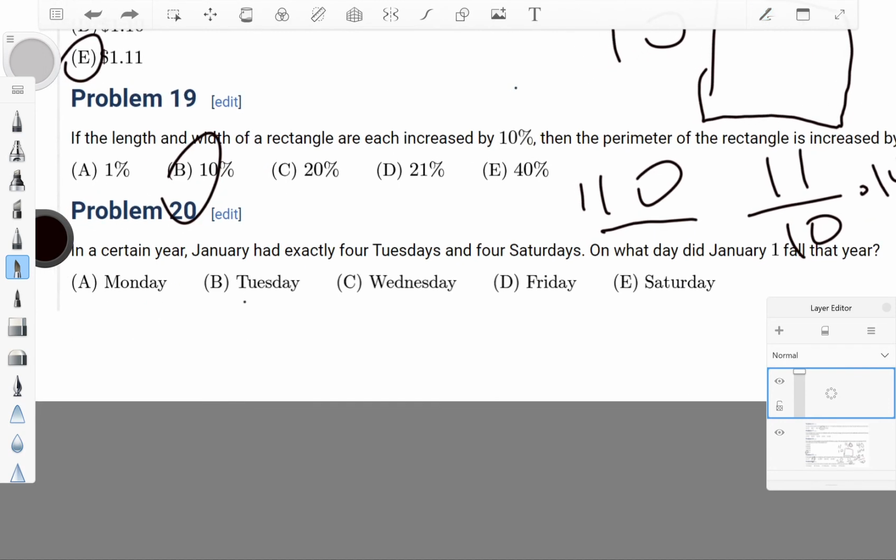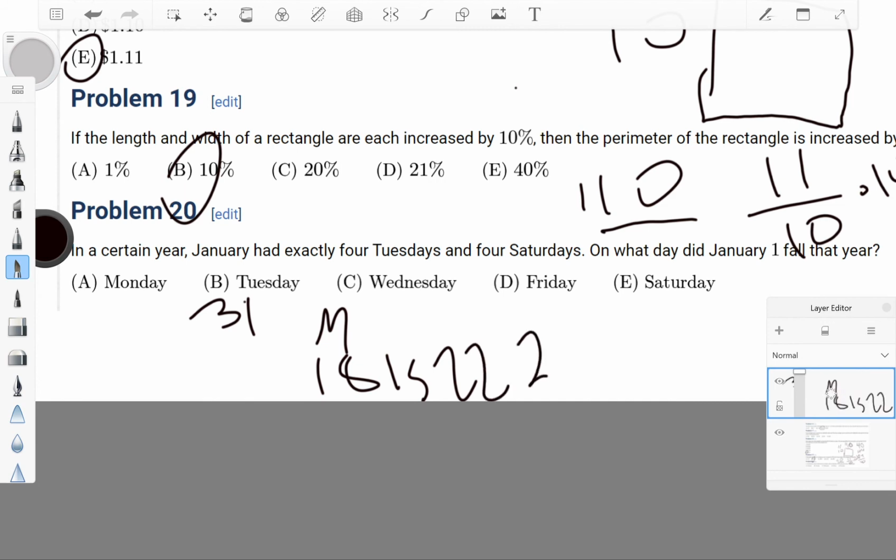In a certain year, January had exactly 4 Tuesdays and 4 Saturdays. On what day did January the 1st fall? I don't want to do this one in the proper way, so let's do process of elimination. January has 31 days. Right, so if you start on, say, a Monday, you're going to have the 1st, the 8th, the 15th, the 22nd, and the 29th, right? 1, 2, 3, 4, 5.